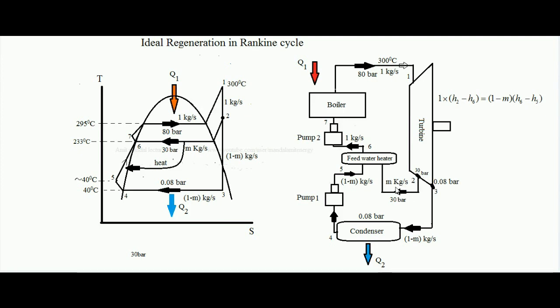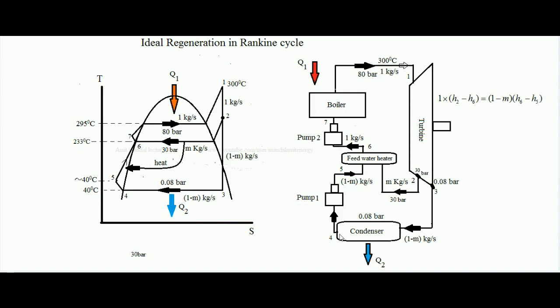This is called steam bleed, at 30 bar pressure. Now further expansion would be of 1 minus m kg per second. So ultimately from point 3, 1 minus m kg per second of steam is coming out, and it is condensing in the condenser, which is at 0.08 bar. Now what is happening? This 30 bar steam which is taken out from point 2 is condensing in an entity. That entity is called the feed water heater. This condensation between points 2 and 6 is happening in the feed water heater. So now 30 bar steam is condensing in the feed water heater.